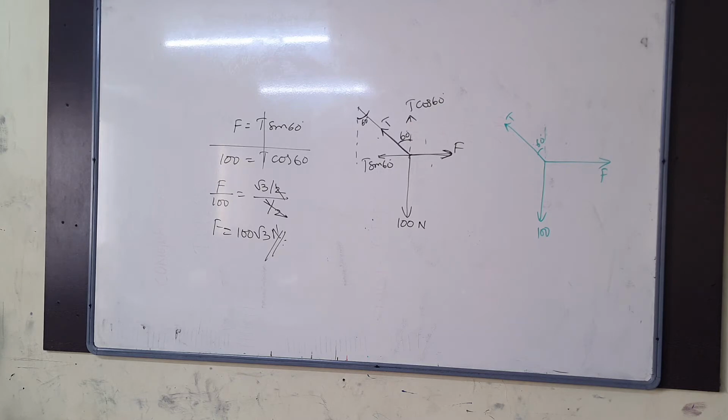180 minus 60, 180 minus 30, very good. Sin 60, sin 30. Very good.